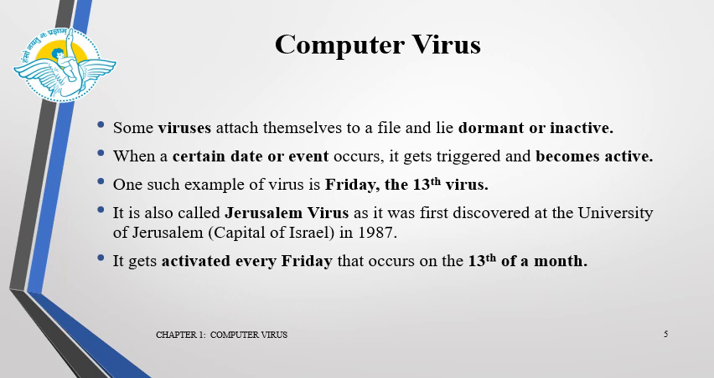Some viruses attach themselves to a file and lie dormant or inactive. When a certain date or event occurs, it gets triggered and becomes active. One such example of a virus is the Friday the 13th virus. It is also called the Jerusalem virus as it was first discovered at the University of Jerusalem, which is the capital of Israel, in the year 1987. It gets activated every Friday that occurs on the 13th of a month.